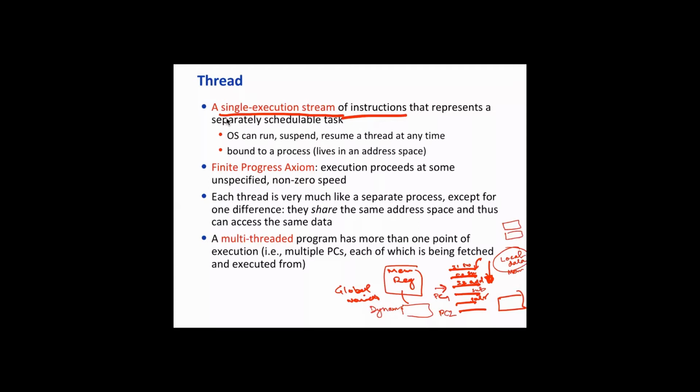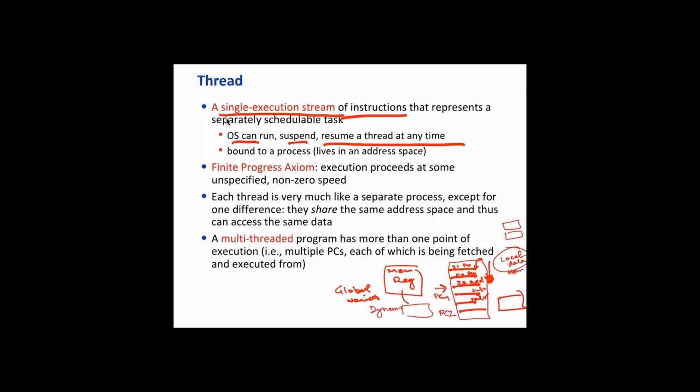The OS can run, suspend, and resume any thread at any point in time. Scheduling of threads, of course we will study later, can be done in user space, but right now let's stick to thinking that threads are controlled by the OS. The OS can run, suspend, and resume any thread at any point in time. And all threads live in the same address space because the instruction sets are the same, and a lot of things are common, which we'll see in the next slide.